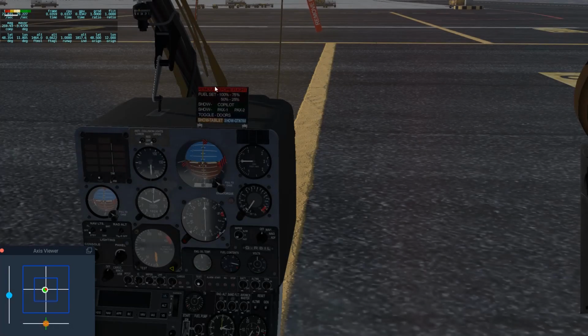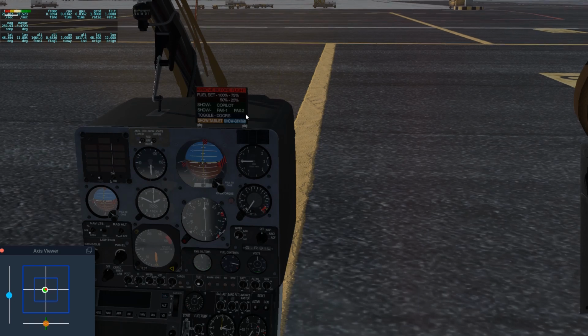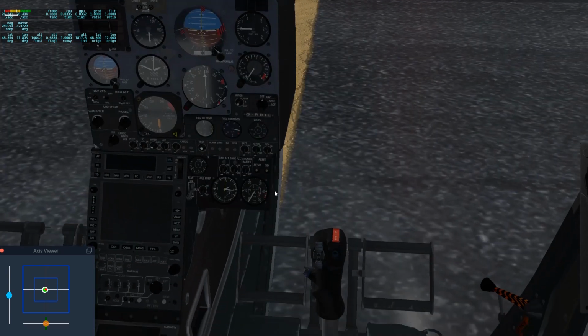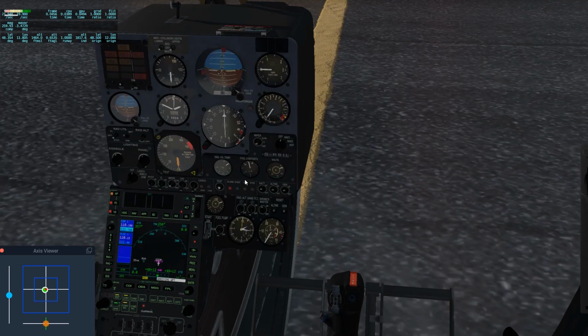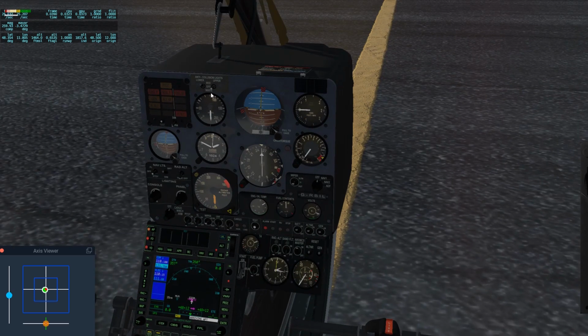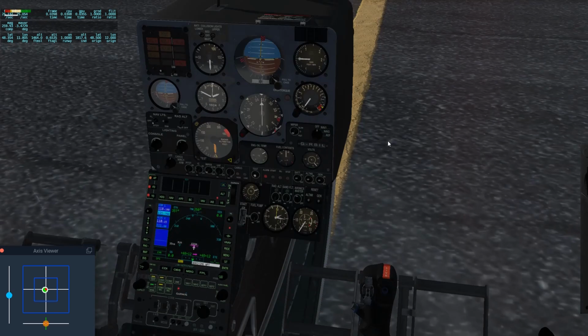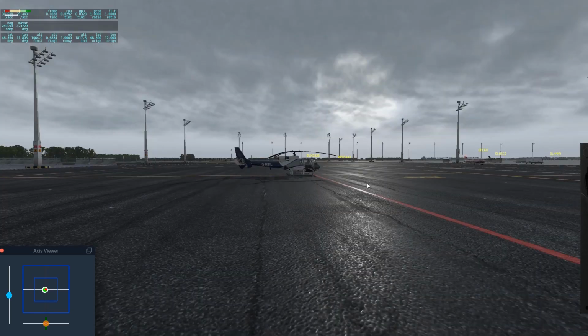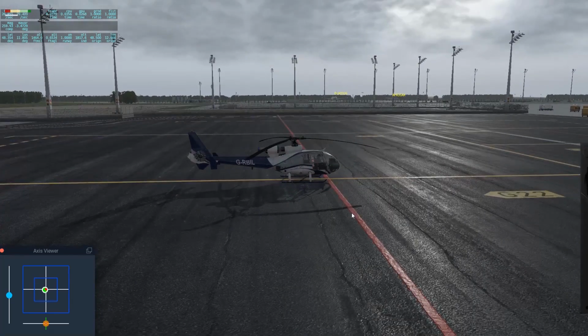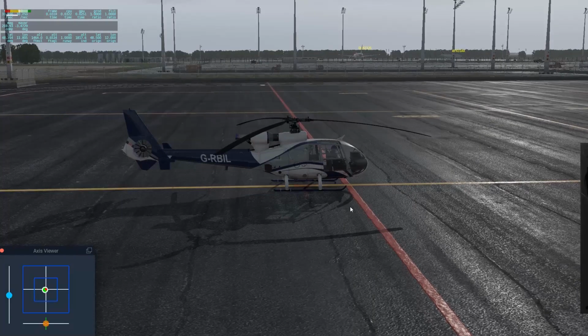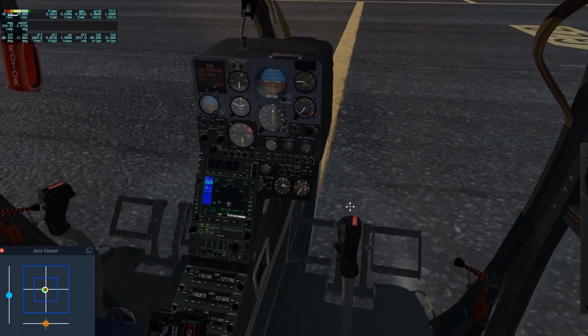Today we are going to take the SA342 Gazelle by JRX and fly it VFR out of Munich International Airport, Echo Delta Delta Mike. We are logged on to the Vatsim network and tonight all stations in Munich are active. So we'll be flying with ATC tonight. I have subtitled the communications between my aircraft and air traffic control for you.